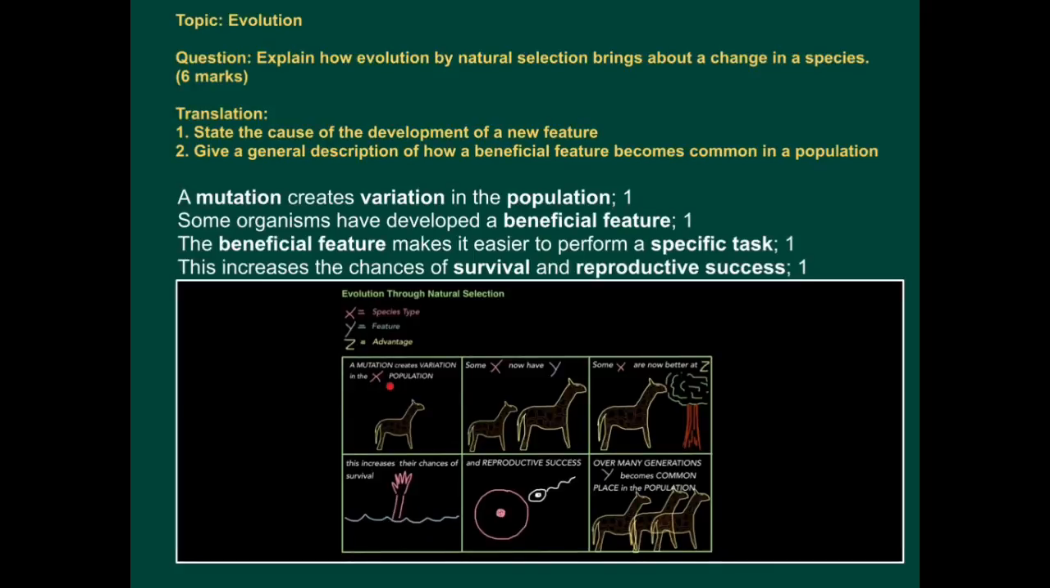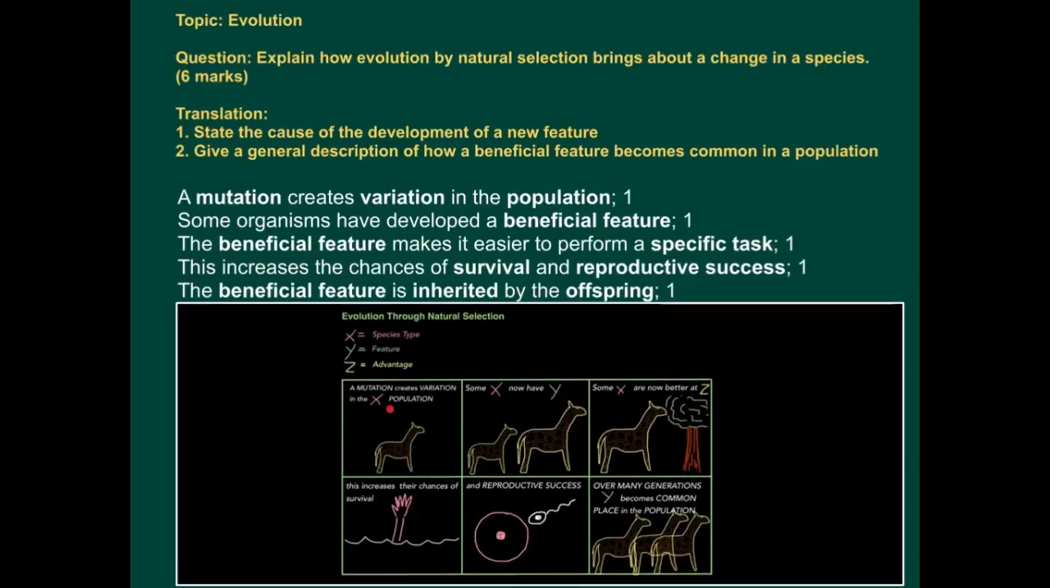So up till now, we've talked about a feature developing and the benefit it offers, but how does this feature become common in a population? For example, all giraffes have long necks. Why? Well, firstly, this beneficial feature has to be inherited by the offspring, in other words, children. So this beneficial feature is passed down from parents to children.